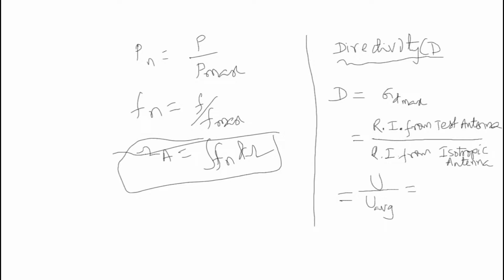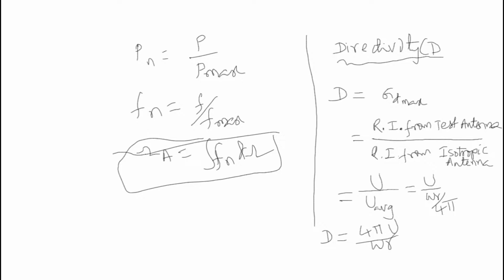Now we can write this U as U equal to WR is equal to integral, radiated power per unit solid angle. So U average is WR by 4 pi. Now we can write this directivity as 4 pi into U divided by WR.